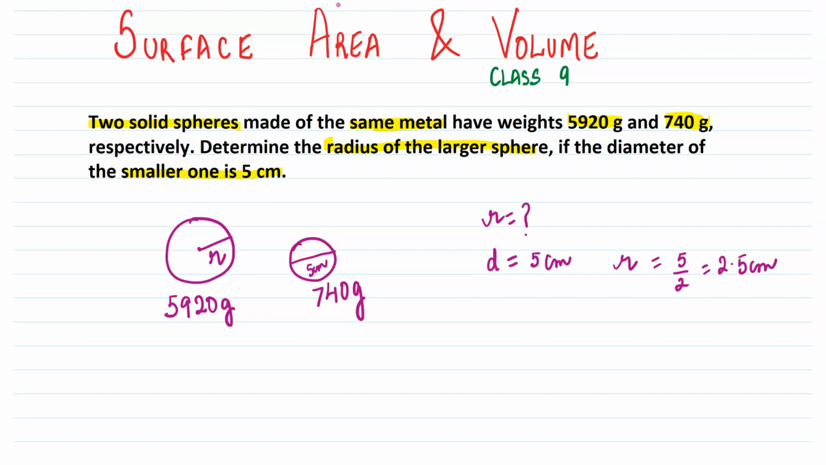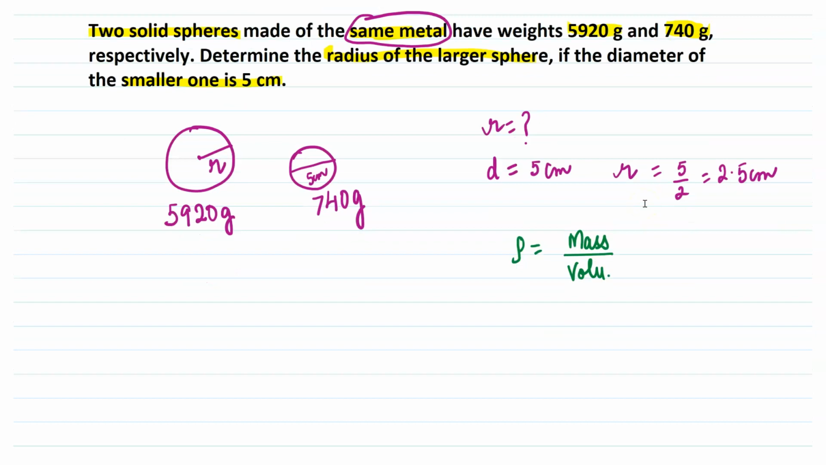Okay. Now, just look at this thing, same metal. Same metal means that they should have the same density. What is density? Density is mass per unit volume. So, mass of both the spheres is already given and volume is different. We can see one is larger and the other one is smaller. And we can figure out the volume using the radius. So we know volume of a sphere is given by the formula 4 by 3 pi r cube.